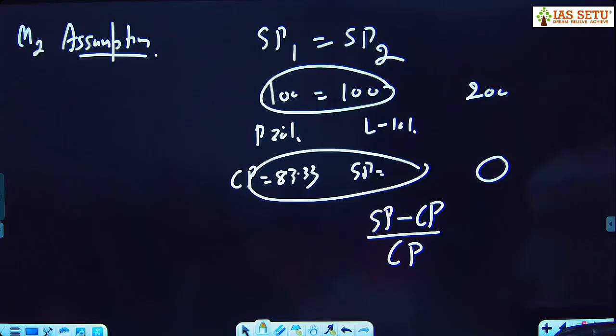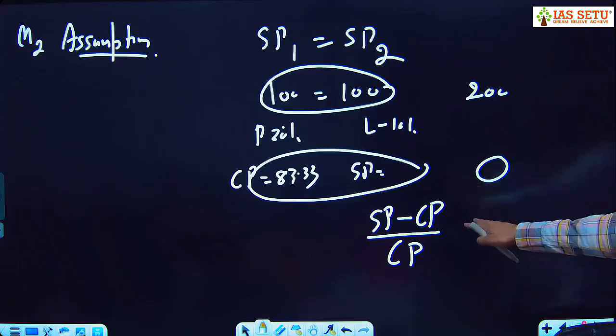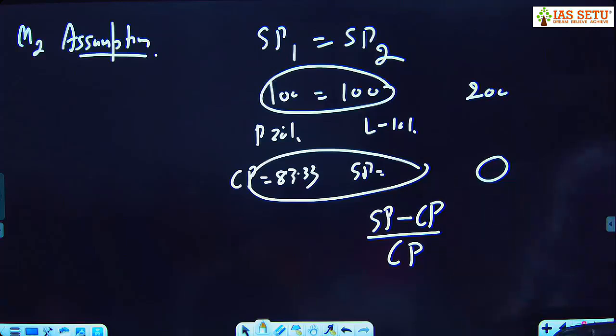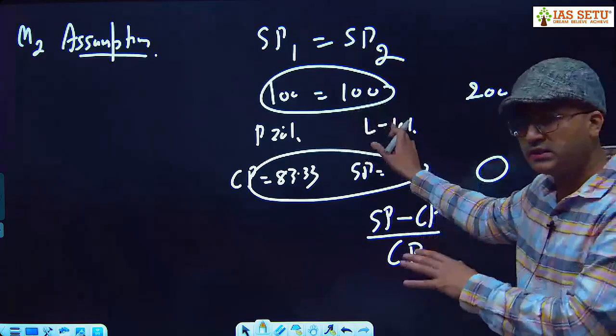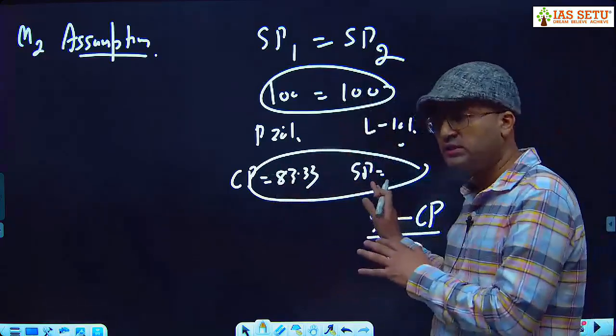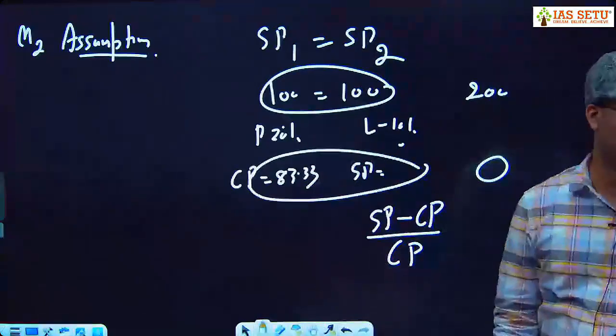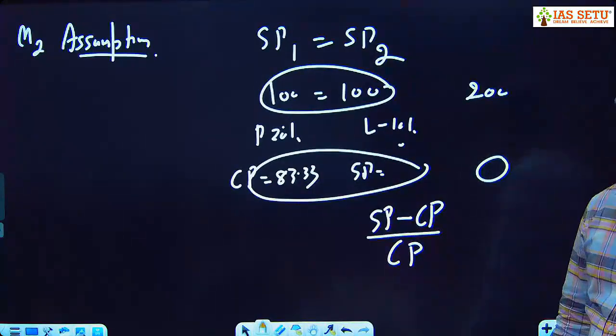Is this okay? Your calculation will take time for sure, because this question is of miscellaneous type. The question is not that easy. Why? Because the cost price is not given, the selling price is given. And in the selling price, there is also a condition. On one there is a profit, on another there is a loss. You have to assume the selling price. Then you get the cost price, then you have to find overall selling price minus overall cost price upon overall cost price. Then you have to calculate this.